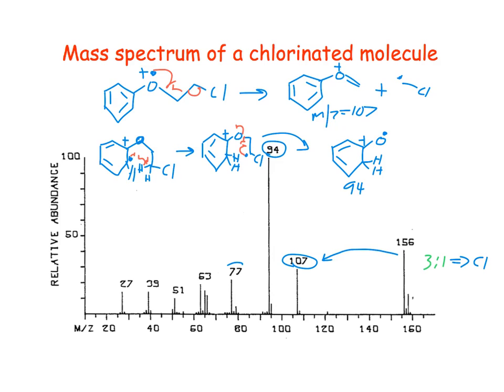So what about 77? That's just the benzene ring. So we can draw that by doing this cation-induced cleavage just like this. This is at 77.